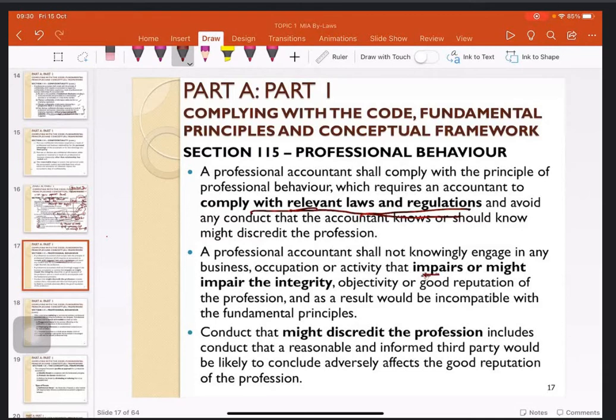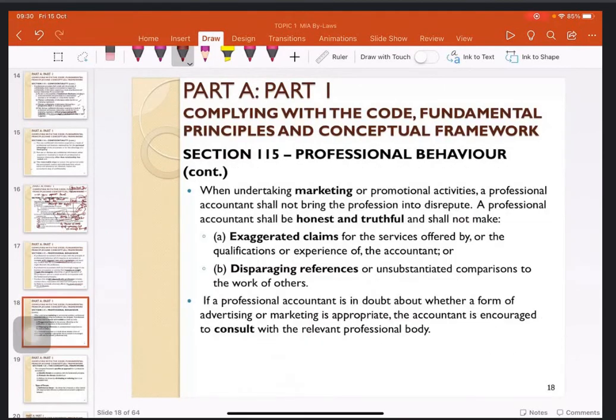You kena ada good integrity. You sebagai auditor, you kena maintain good reputation. You kena jaga nama baik you sebagai auditor. Bukan saja reputation you sebagai auditor, tetapi reputation of MIA. Okay, you kena maintain good reputation of the profession. That one kita panggil sebagai professional behavior.